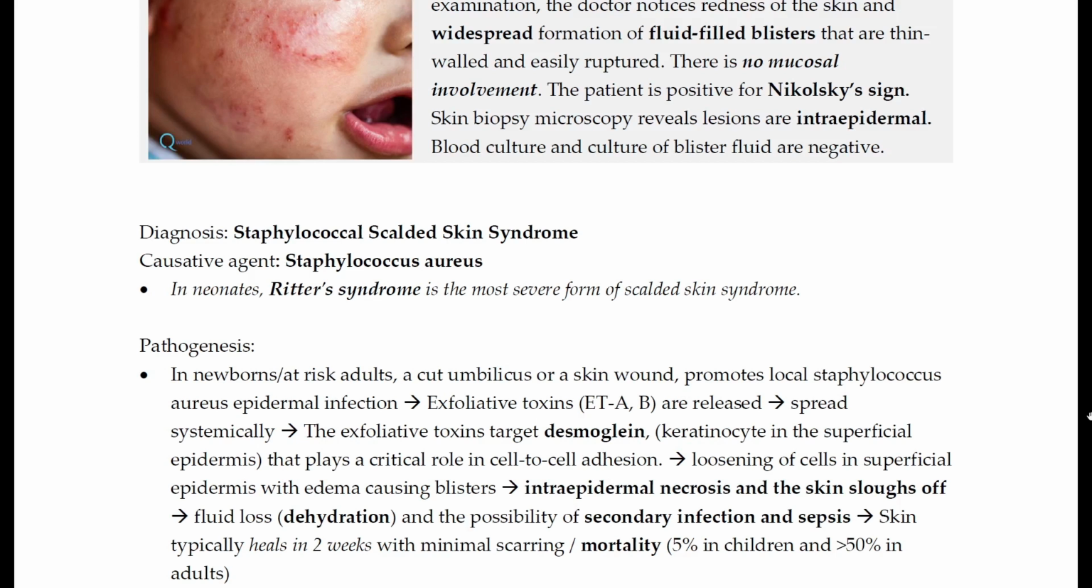Skin usually heals in 2 weeks with minimal scarring. However, the mortality rate is 5% in children, but if adults are affected, it can go as high as more than 50% of cases.